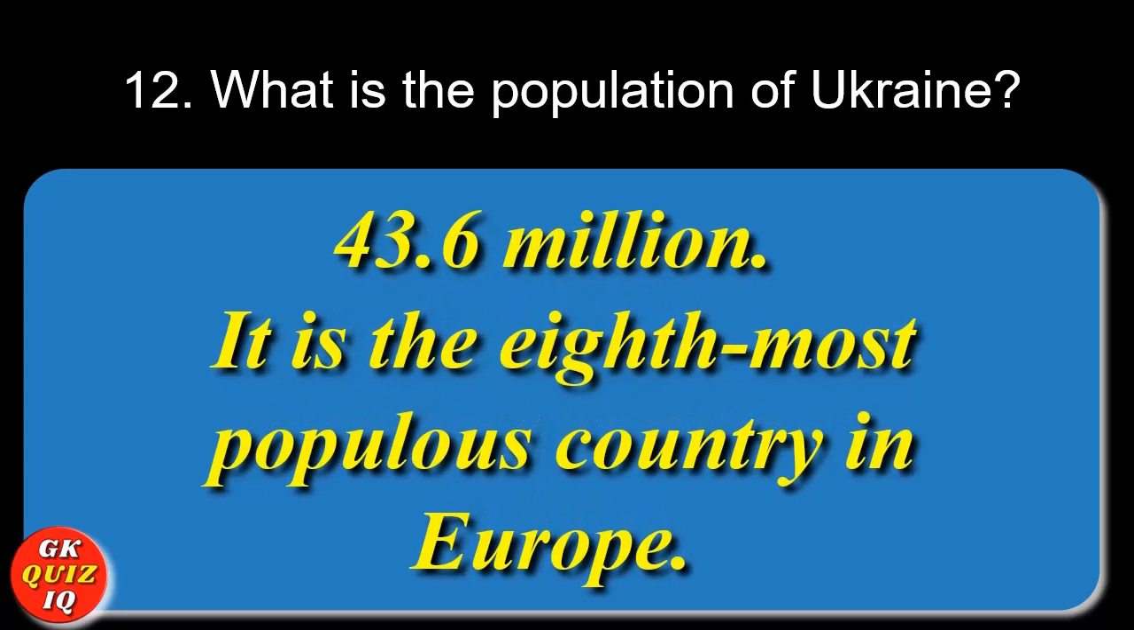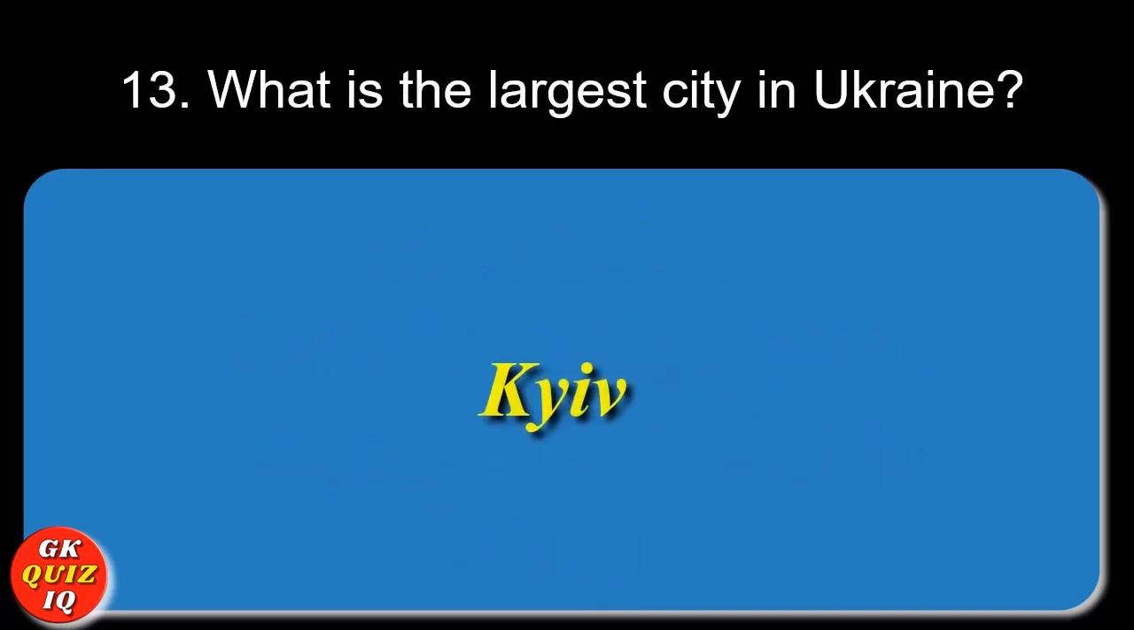What is the population of Ukraine? 43.6 million. It is the 8th most populous country in Europe. What is the largest city in Ukraine? Kiev.